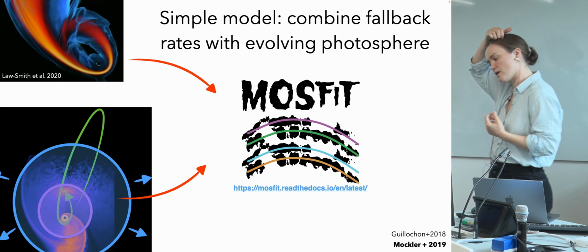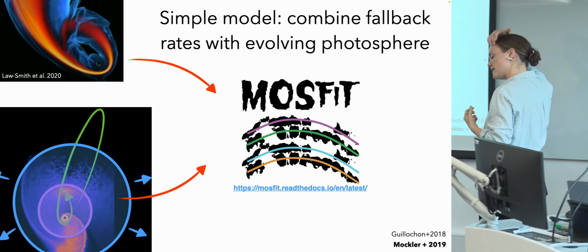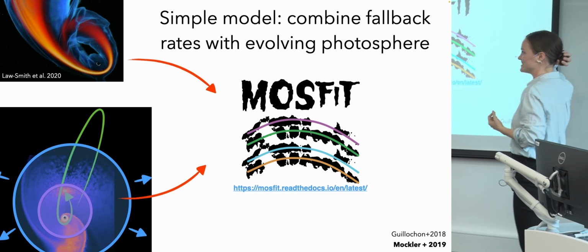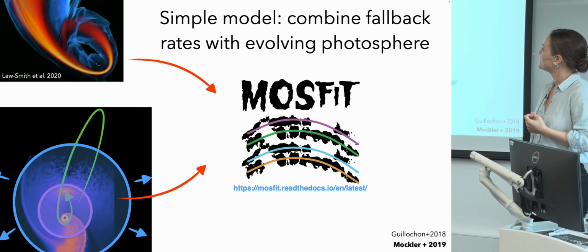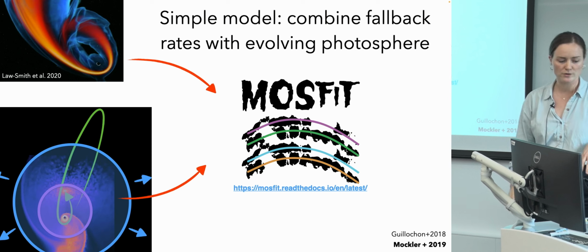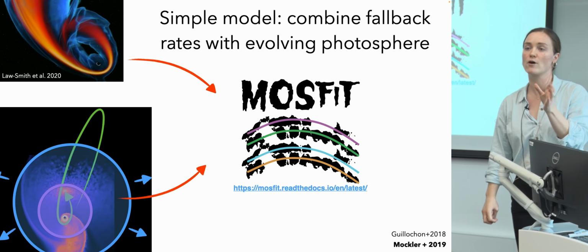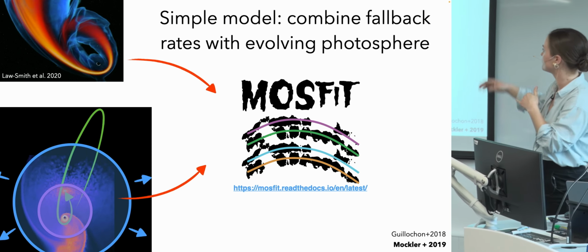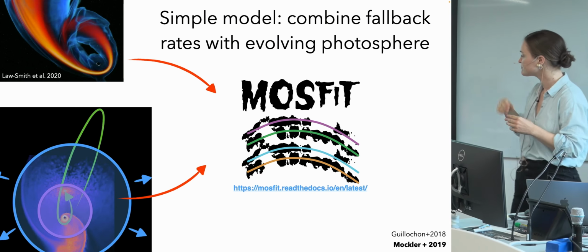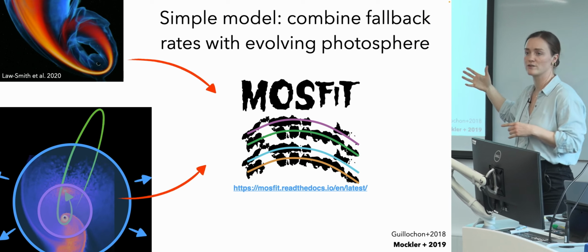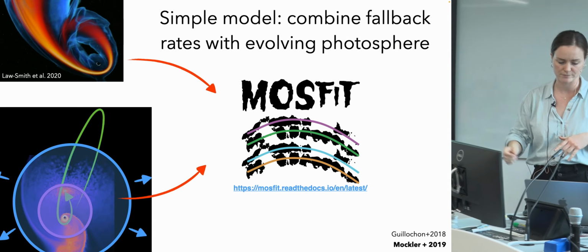And so something that I've done is a lot less complicated than doing an end-to-end simulation, but much faster to run. And that's use a simple model that combines the fallback rates as a power source with an evolving photosphere while remaining agnostic towards the source of the luminosity, and use it to fit a lot of the observations that we actually see.